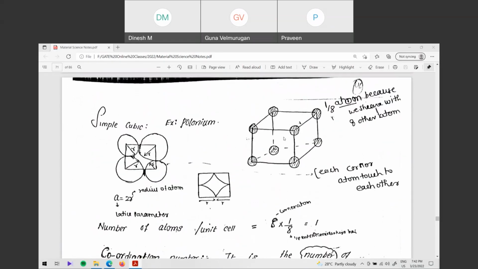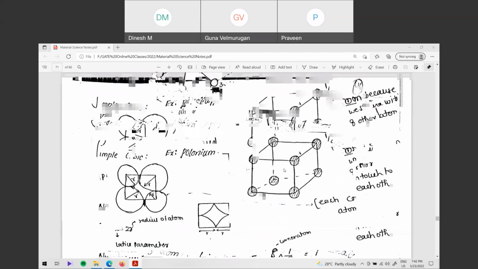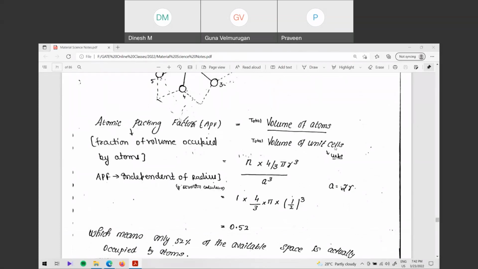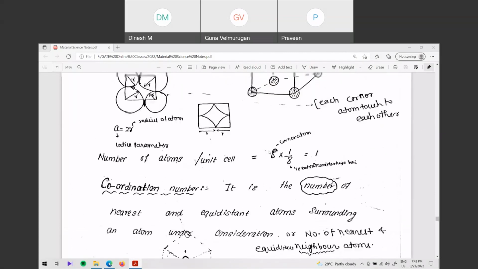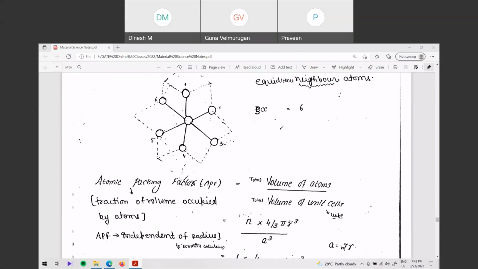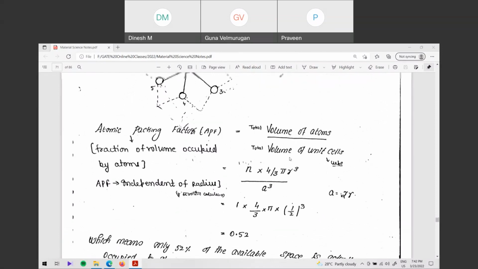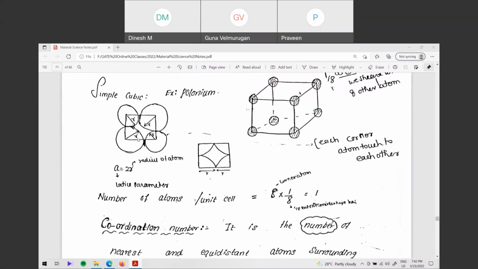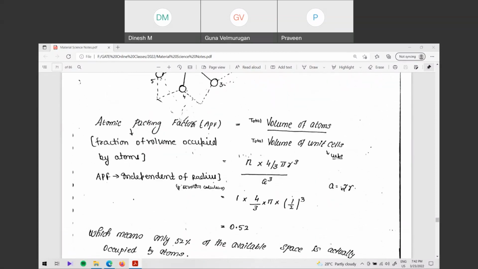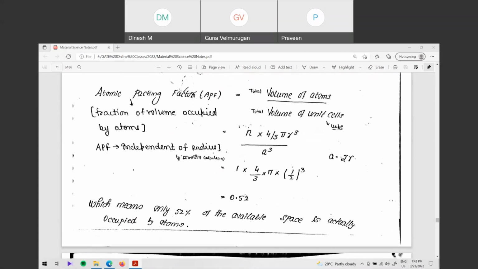Out of this total cube, how much is atom, how much is space, right? So it is the total volume of atoms divided by the volume of the unit cell. Simple cubic has only 1 atom. One atom is a sphere, 4/3 pi r cube, divided by a cube. You convert this side a in terms of the radius by a = 2r. Here this is the geometry. Then if you substitute (2r) whole cube here, you get 0.52.